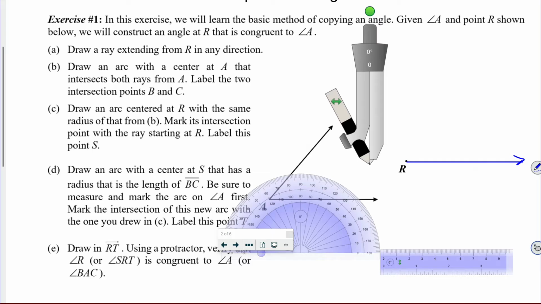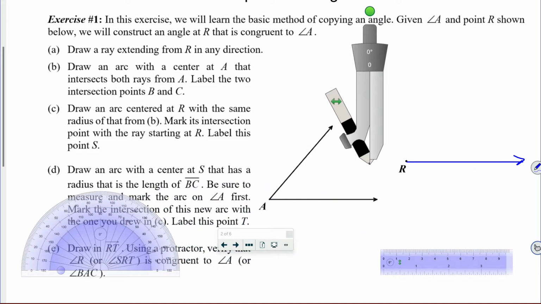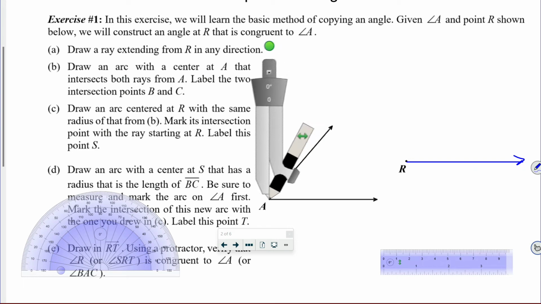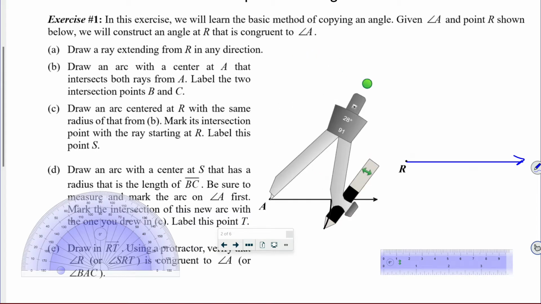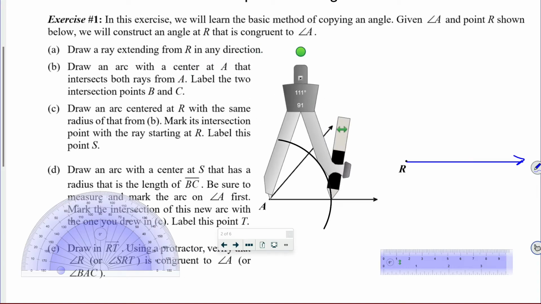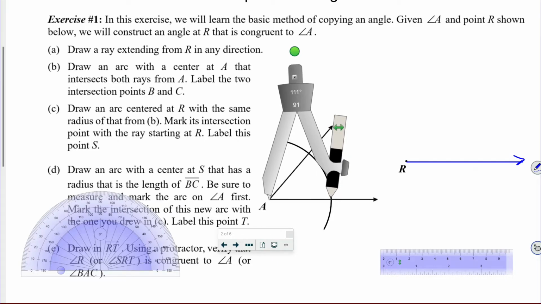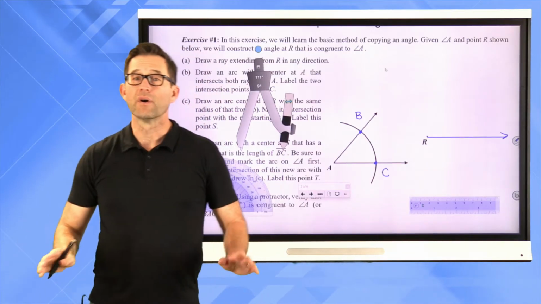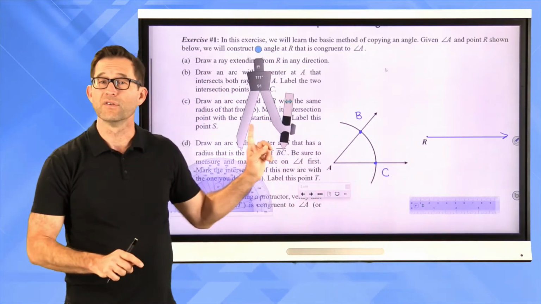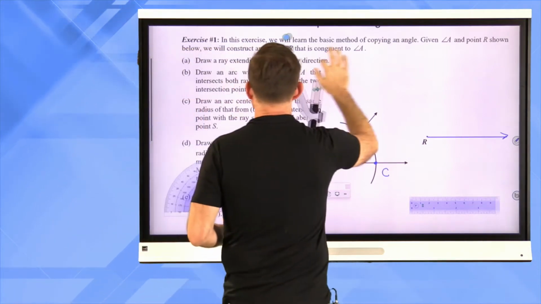What I'm going to do, moving this out of the way, is put the pointy end of the compass down on A, and I'm going to extend it. Now, how far do I extend it? It really doesn't matter. I just need to extend it enough that I can draw a nice arc that intersects both rays of angle A. And it asks me to then label those points B and C. Great, so I've got this arc drawn. I haven't changed that at all. I'm going to just move it over here for a moment.